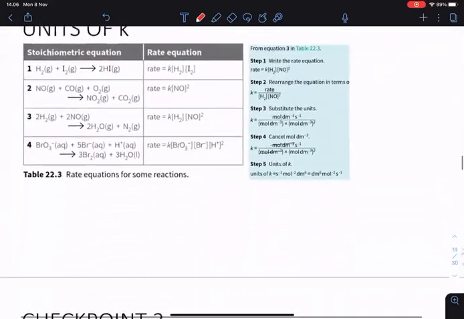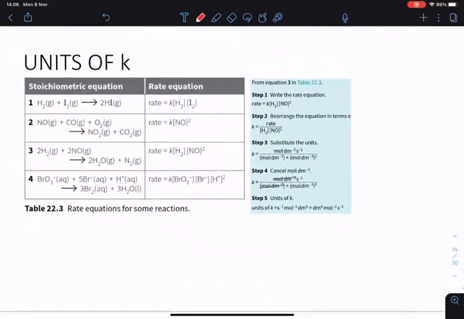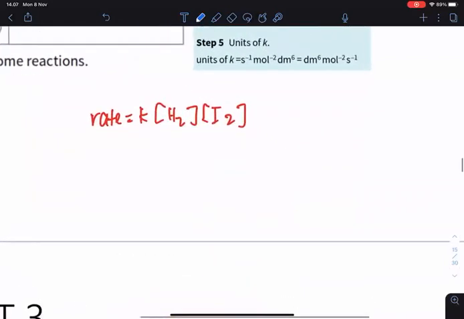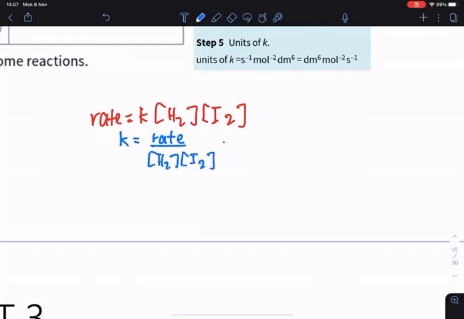Let's move on to units of K. What is K? Rate constant. So you can calculate the units of K. Let's say for example, I have written here equation number 3, but maybe I'll just do equation number 1 for you. You see, rate equals K [H2][I2]. So if you want to find K, it is going to be rate divided by [H2][I2].